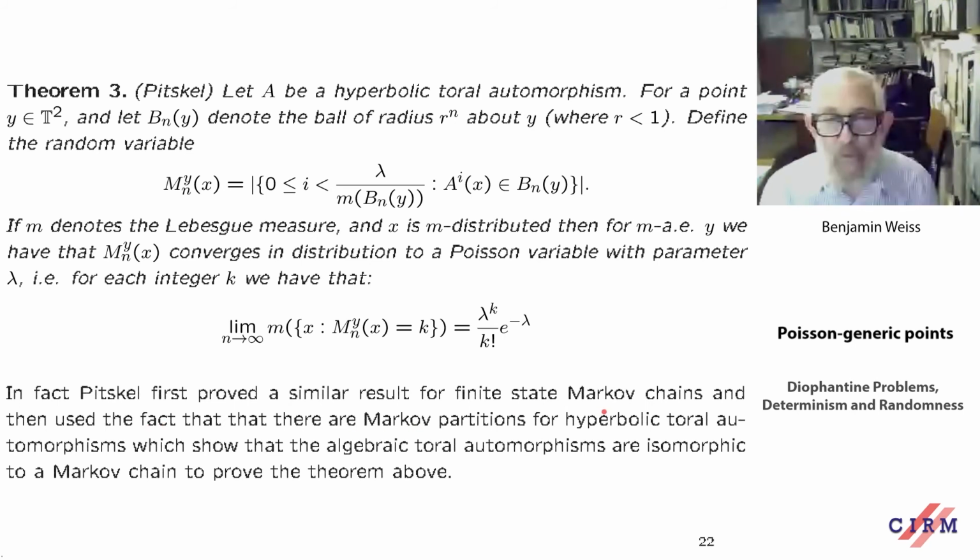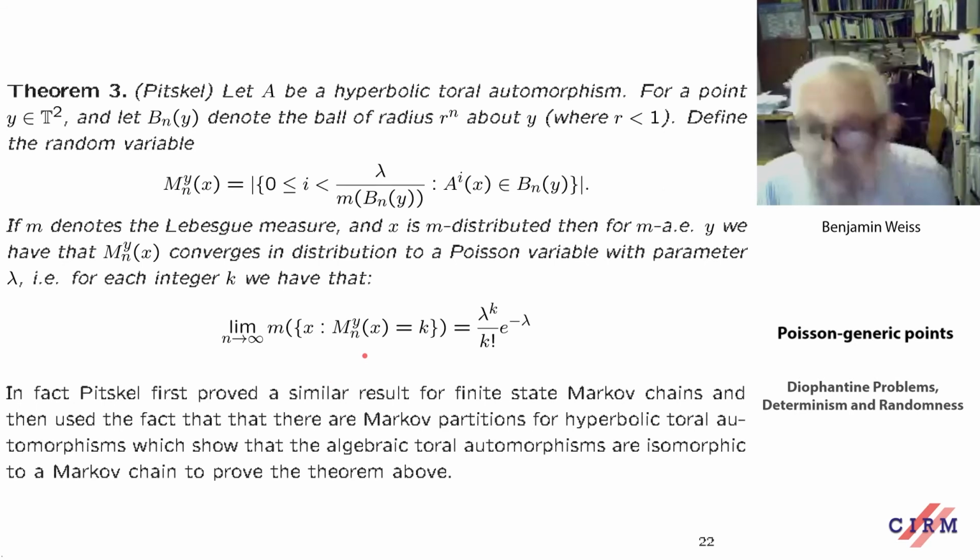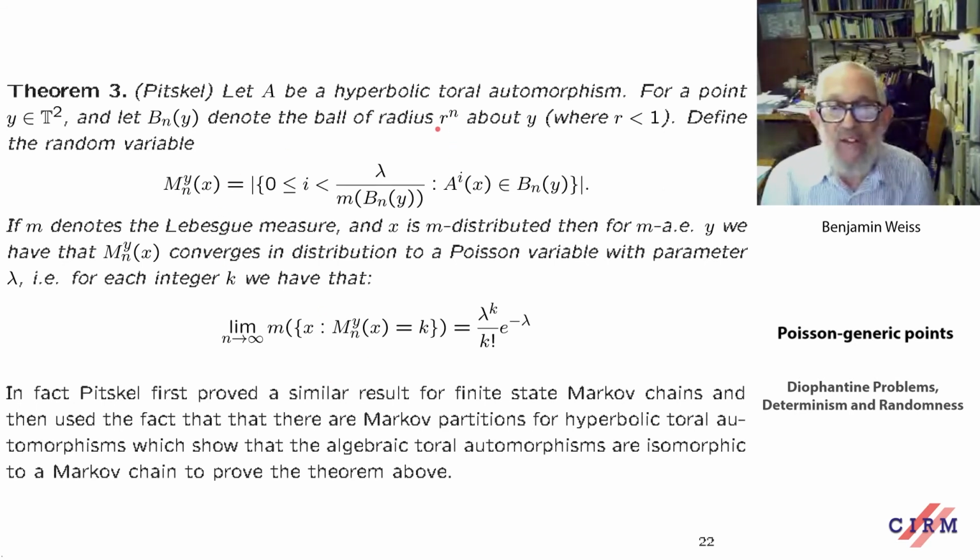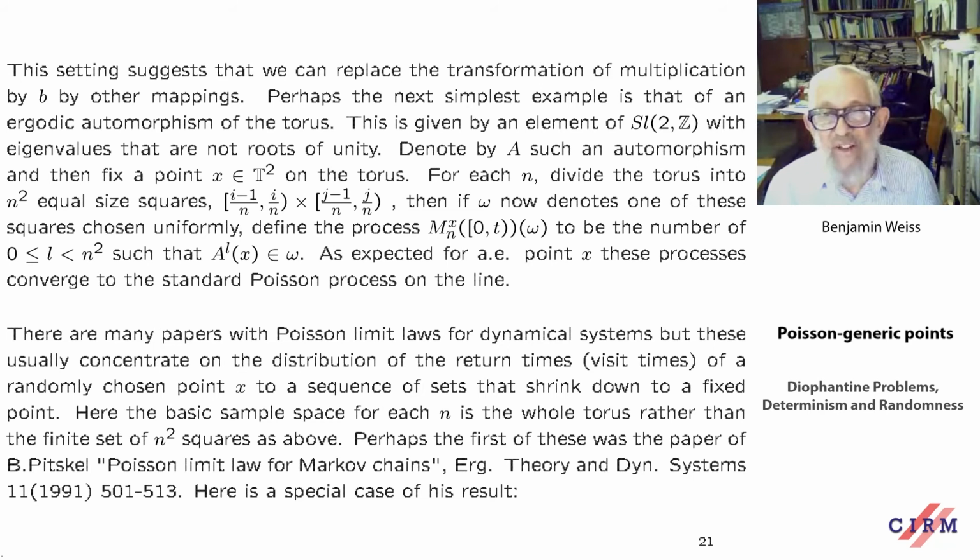So you prove the result for Markov chains, then use Markov partitions and approximate the squares, these balls, you approximate them with sets in the Markov chain, and with that you prove Pitskel's theorem. This gives a kind of annealed version of what I was claiming on the previous slide. I mean, it's not exactly that setting, but it's similar enough.